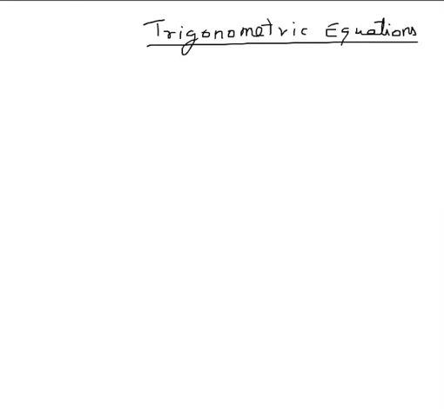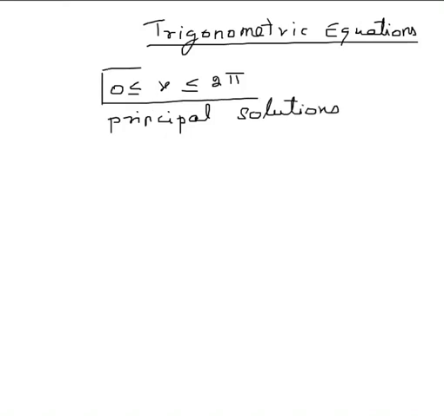So if you write the solutions between 0 and 2 pi, these solutions for those trigonometric equations are called principal solutions. So you will be able to write two solutions in the interval 0 to 2 pi. Those two solutions are called principal solutions.